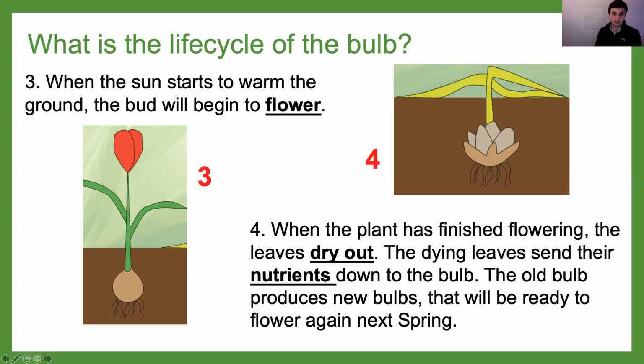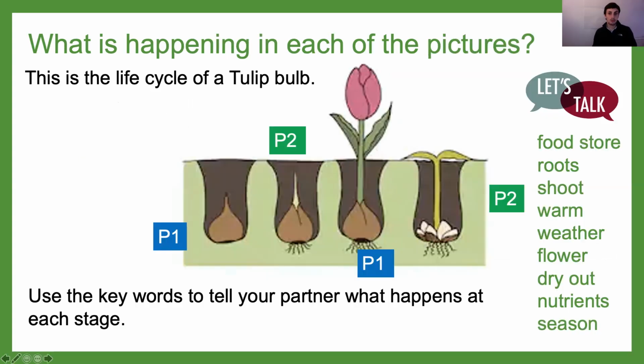to the bulb again. What is happening in each of these pictures? This is the life cycle of a tulip bulb. So pause this video and try and say some sentences about what's going on in each of these stages here.